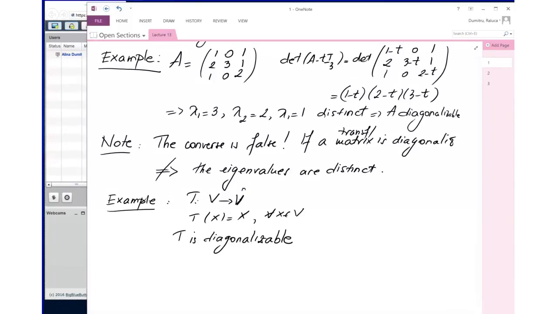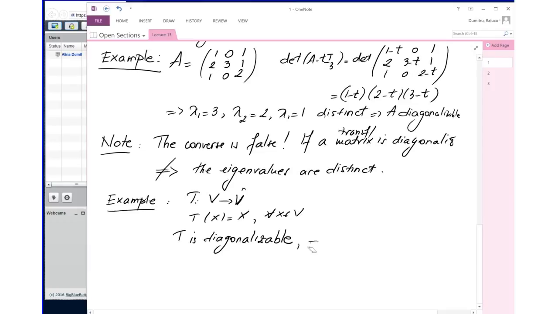Well, think about it. Just take any basis for V that you want, v1 through vn, and apply T to every element of the basis. It will be left unchanged, right? Because it's the identity. T of v1 equals v1 gives you the first column of the matrix of T in that basis, and that first column will be 1, 0, 0, 0. Then T of v2 equals v2, so the second column is 0, 1, 0, 0. Then the third one is 0, 0, 1, and so on. So what matrix do we get? The identity matrix, right?